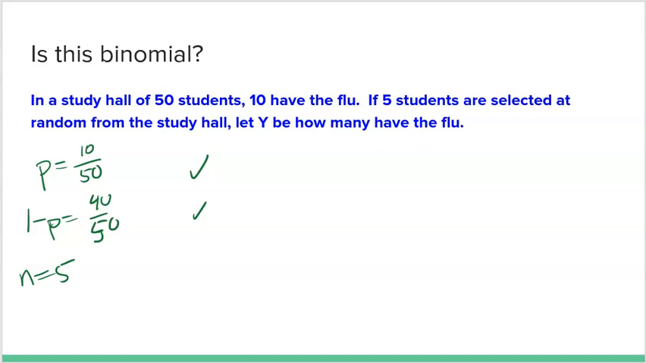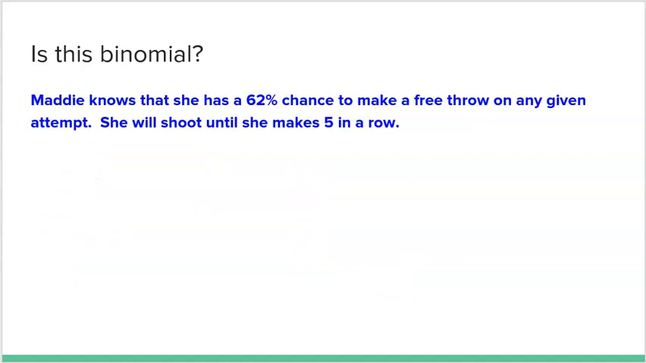Because again, if I get a kid that has the flu, that is 10 out of 50. When I reach in a second time with this small group of students, now there's 9 out of 49 kids. And then 8 out of 48 kids. The probability changes. So once again, this is not binomial for that reason. It's also not independent because what happens on the first selection impacts what happens on the second selection. If the first selection was a kid with the flu, the second probability changes to 9 out of 49 because of that. That's a problem.